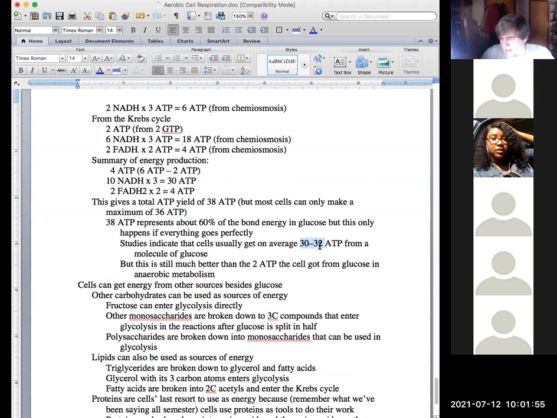So you can get a lot more energy from a molecule of glucose if you use aerobic cell respiration. Now keep in mind, that's the absolute best. On average, cells aren't 100% efficient. So they typically get somewhere between about 30 and 32 ATP. But that's still a whole lot better than 2 ATP in anaerobic metabolism. So 38 is the max. In real life, most cells don't get the max, but it's a possibility.